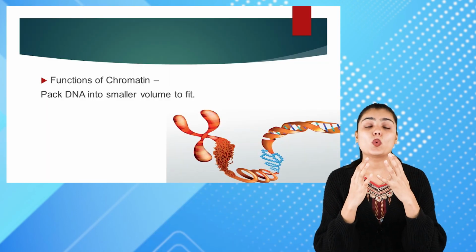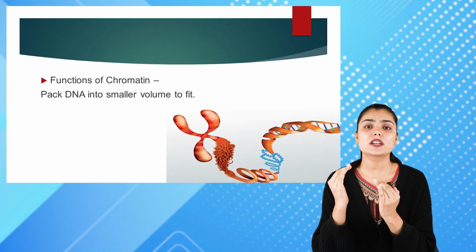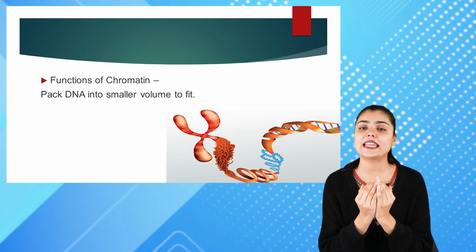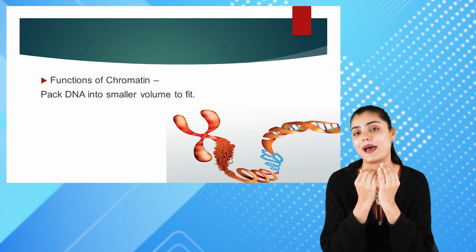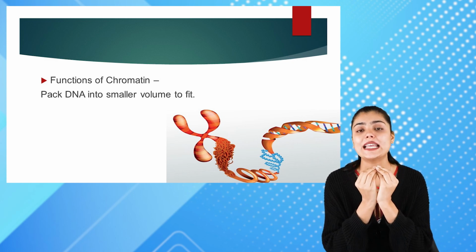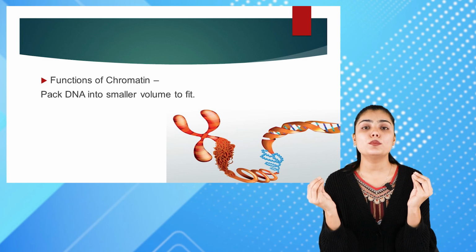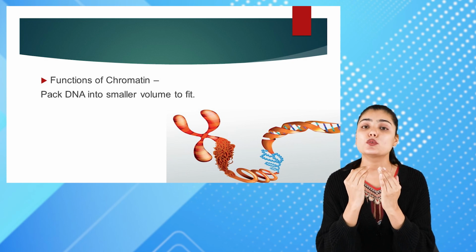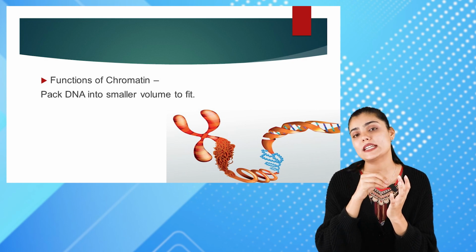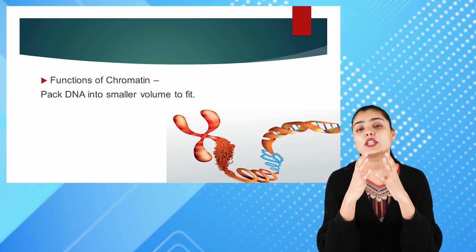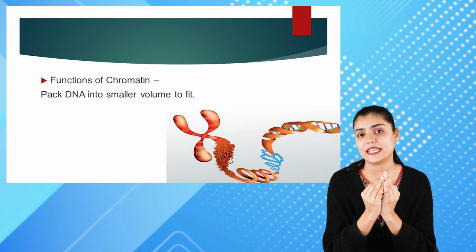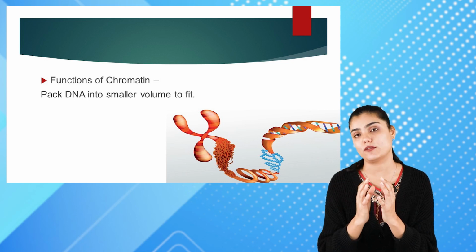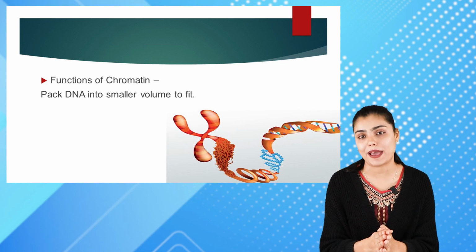Now that we've understood what chromatin is, let us see what the functions of chromatin are. The very first function of chromatin is to pack DNA into a smaller, compact form. As I said, the length of the DNA is around 2 meters, which is very long. Therefore, the DNA has to be in condensed form in order to fit inside the nucleus of the cell. The chromatin helps to condense the DNA and make it very small to fit inside the nucleus of the cell. That is the very first function of chromatin.